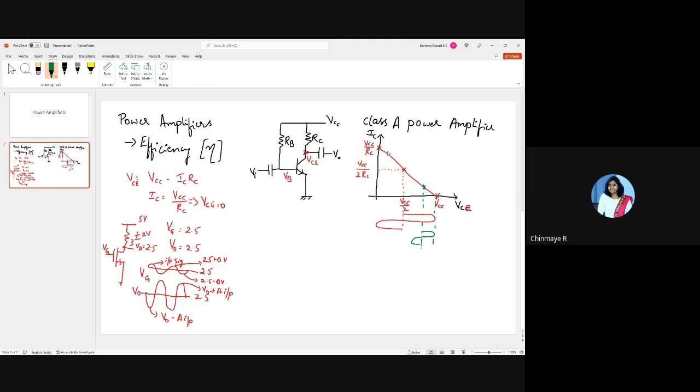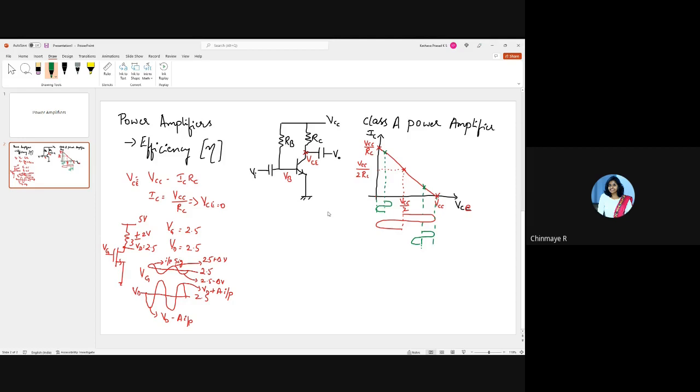Correct? Similarly, if you have your operating point somewhere here, then what will happen to the swing? Swing is again limited by this, or low swing. So to get the maximum swing, you have to place the operating point exactly here in between. Correct? Now at this point where you're getting the maximum swing, let's calculate what is the efficiency.